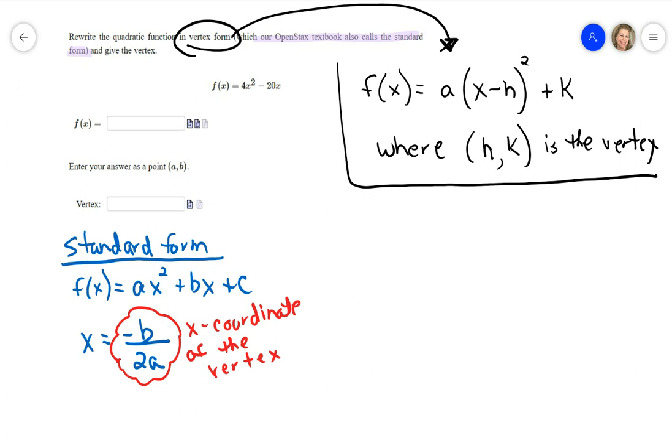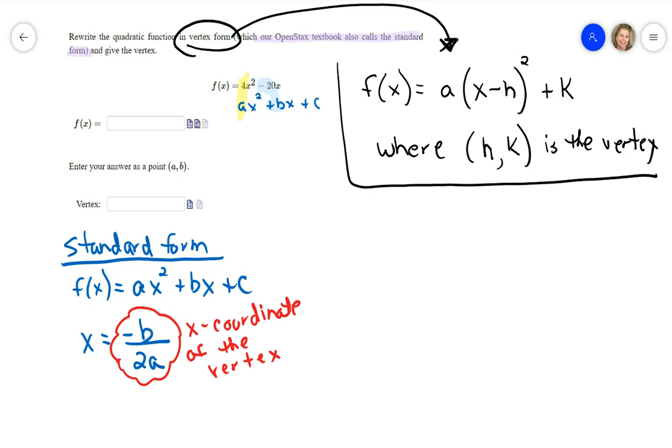So when you look at this problem up here, and you compare it to ax squared plus bx plus c, my a is the 4, and my b is a negative 20. Now, I don't need c for this, I just need a and b. If they ask you to solve for x, well then yeah, you need the whole quadratic formula and you need c for that, but that's not what we're doing here.